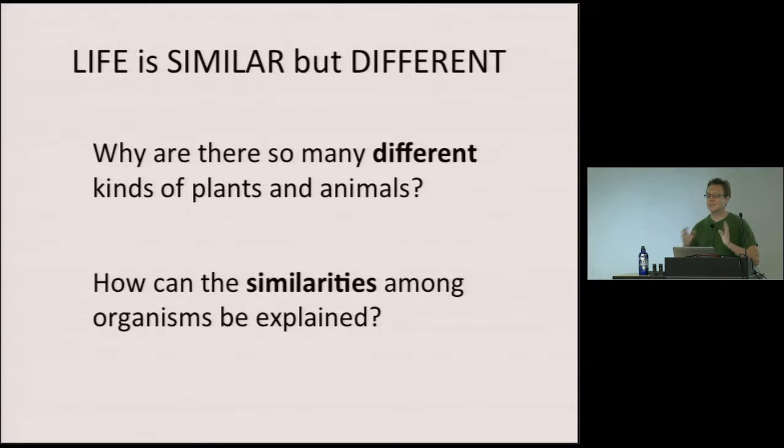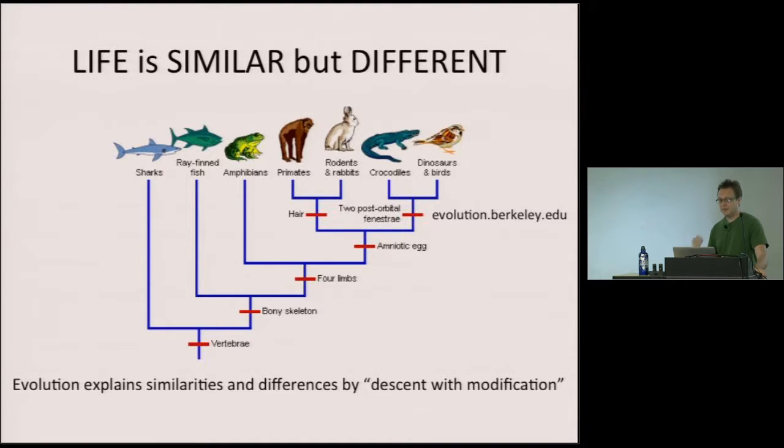This is sort of a conundrum, right? That organisms are similar, but they're different. And how do we explain both the similarities and the differences? Like we talked about last week, evolution uses this idea of descent with modification to explain both the similarities among organisms and their differences. They're similar because they descend from common ancestors, but they're different because they change as they do that.